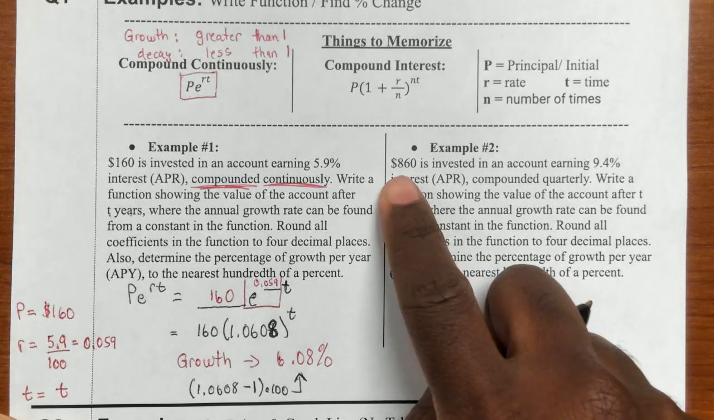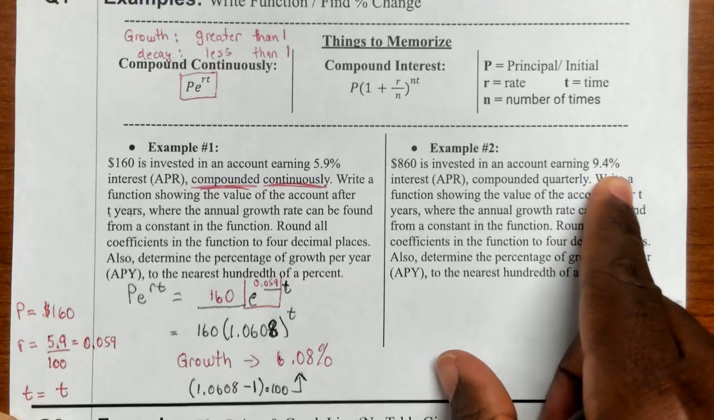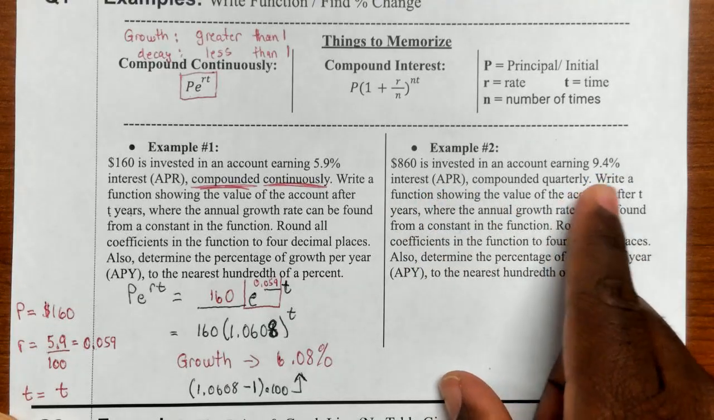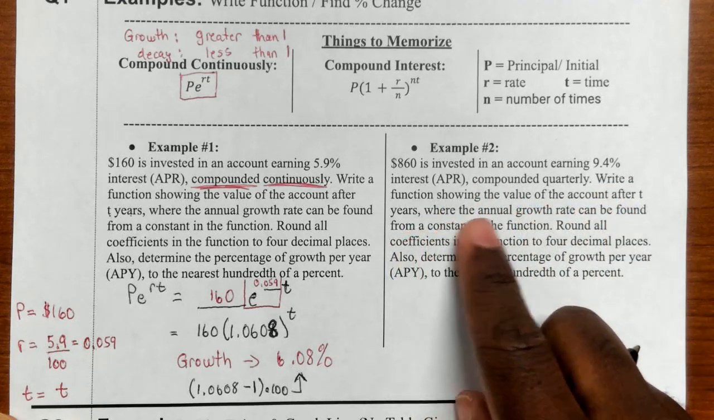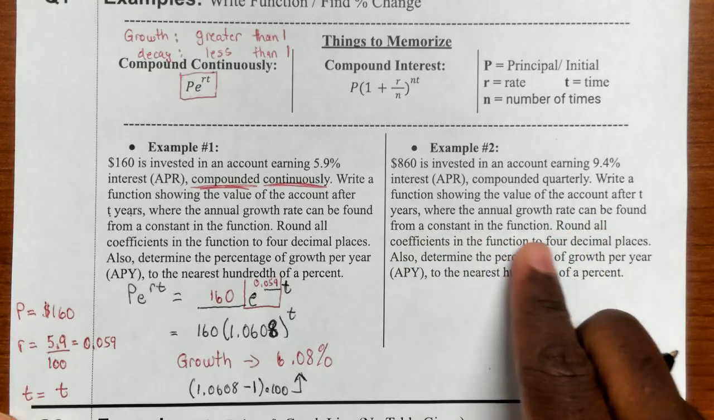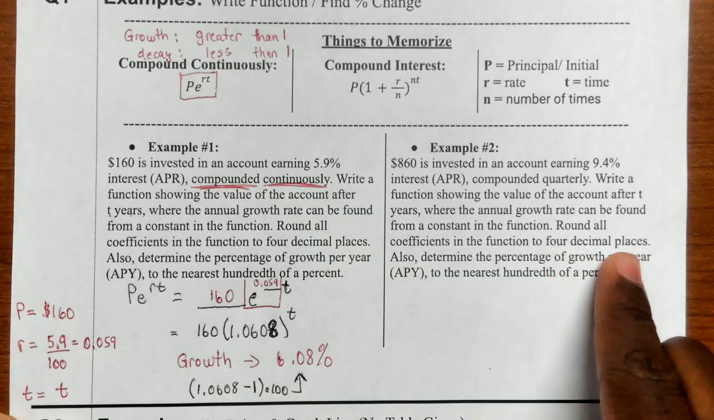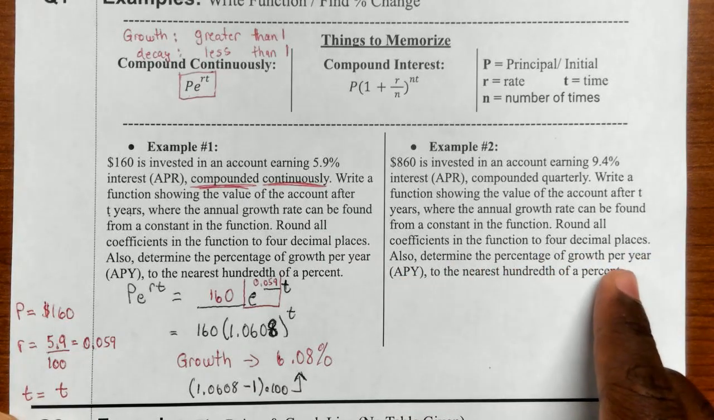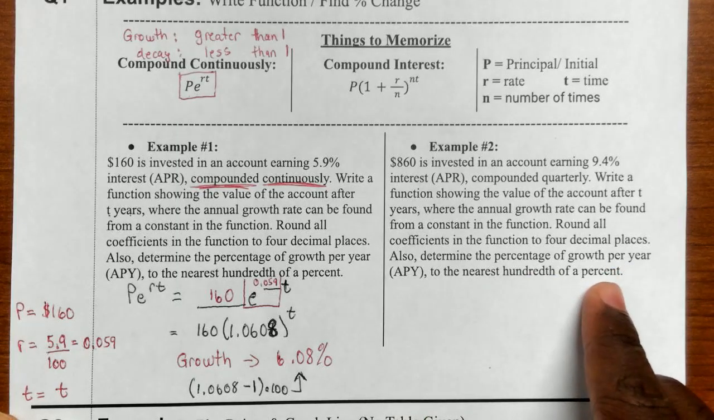So the next one says $860 is invested in an account earning 9.4% interest APR, compounded quarterly. Write a function showing the value of the account after T years where the annual growth rate can be found from a constant in the function. Round all coefficients in the function to 4 decimal places. Also, determine the percentage of growth per year APY to the nearest hundredth of a percent.